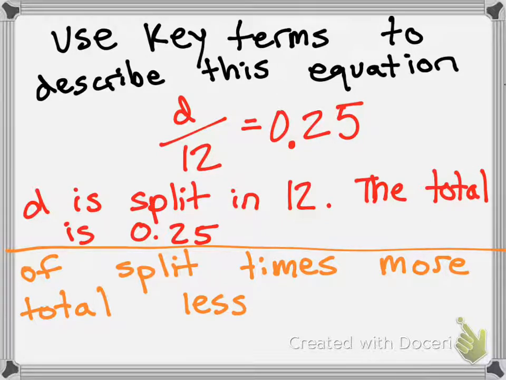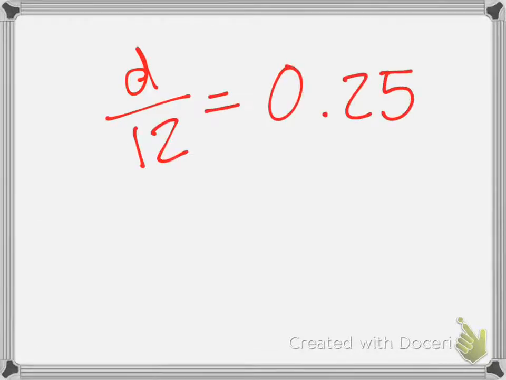split the cost of a ticket, because this is our unknown. The ticket now costs 25 cents. How much was the original ticket? So, when we see this problem on this next page, we had D divided by 12 equals 0.25. Who can tell me how I solve this equation?